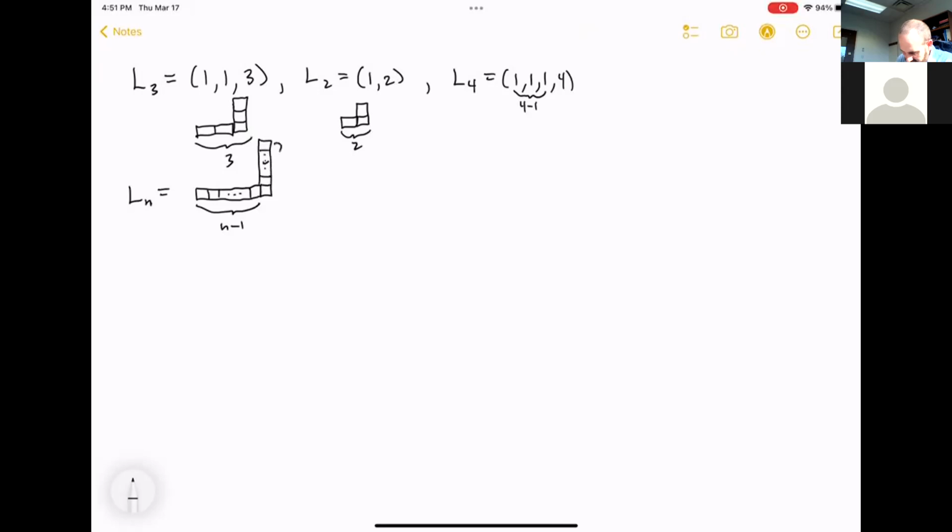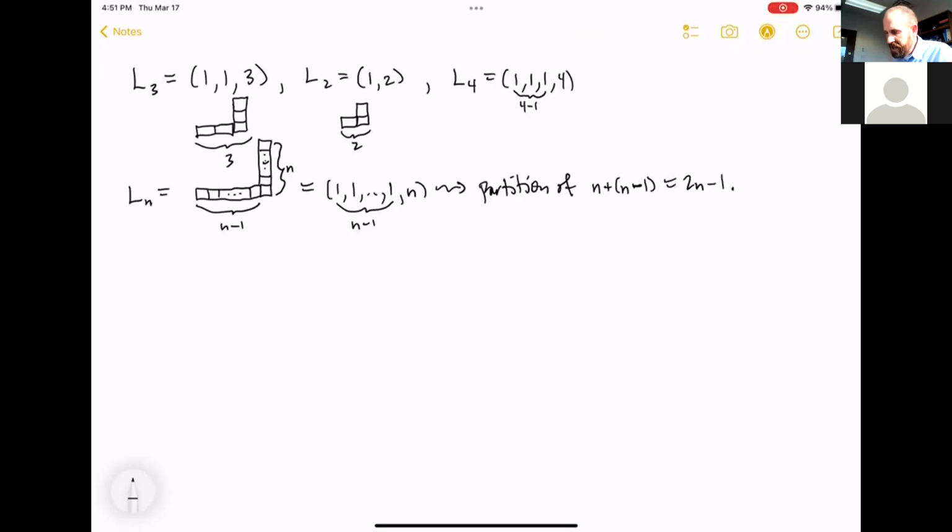Okay, so this is n right here. So L1 is going to be 1. There's a total of n minus 1 of these, and then there's an n. So notice that this guy is a partition, a weakly increasing one, of n plus n minus 1, which is 2n minus 1.